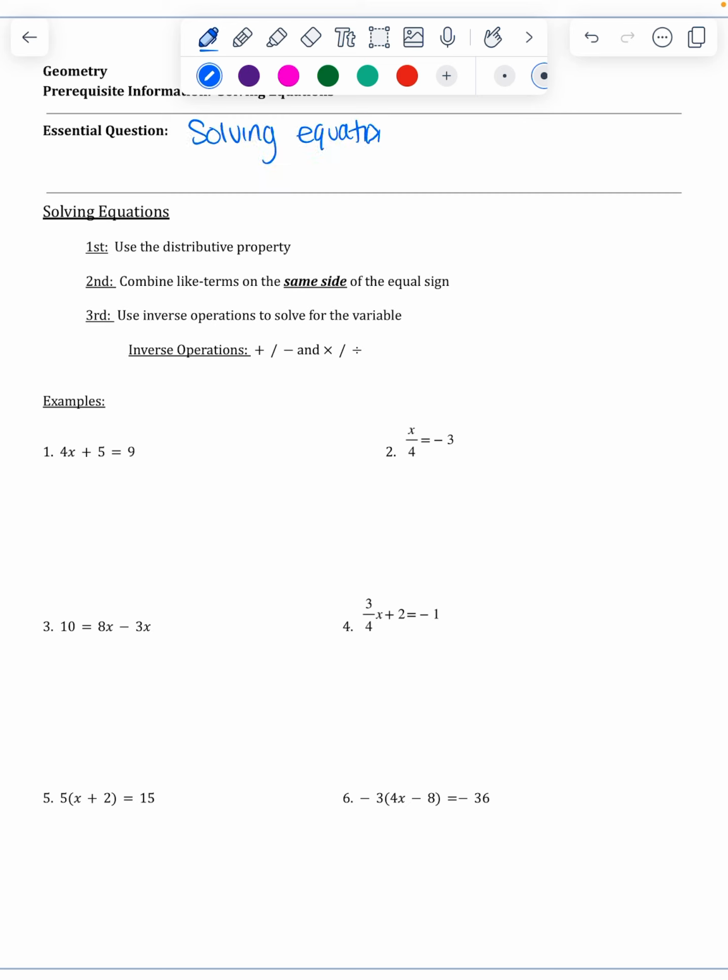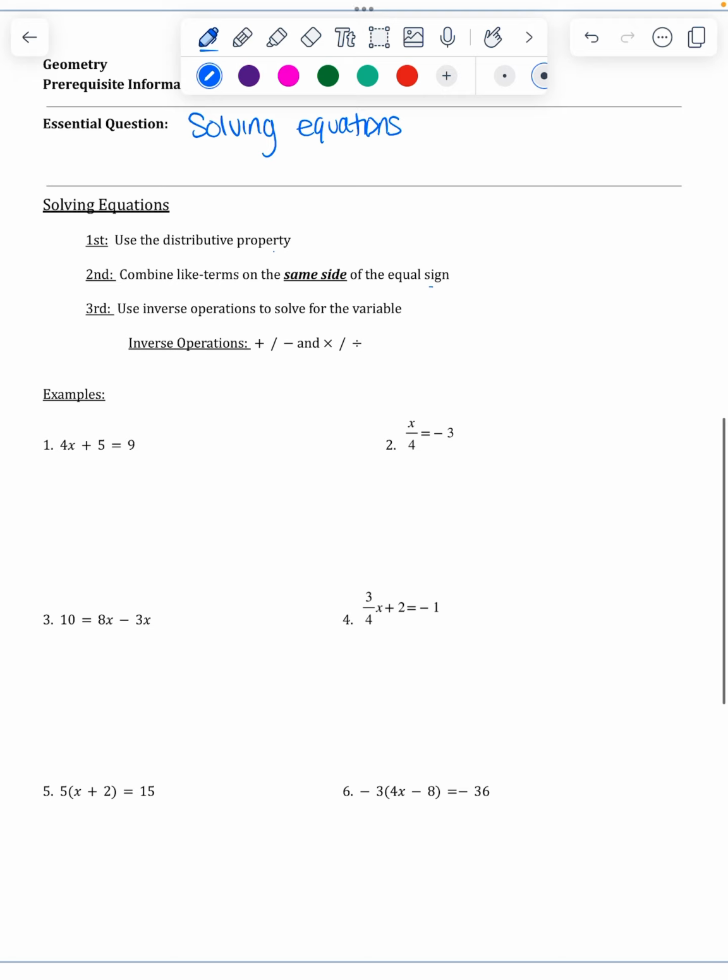We'll just keep it basic. So the first step, look for any distribution if necessary, combine like terms that are on the same side of the equal, and then use your inverse operations to solve. So let's just go through a couple examples.